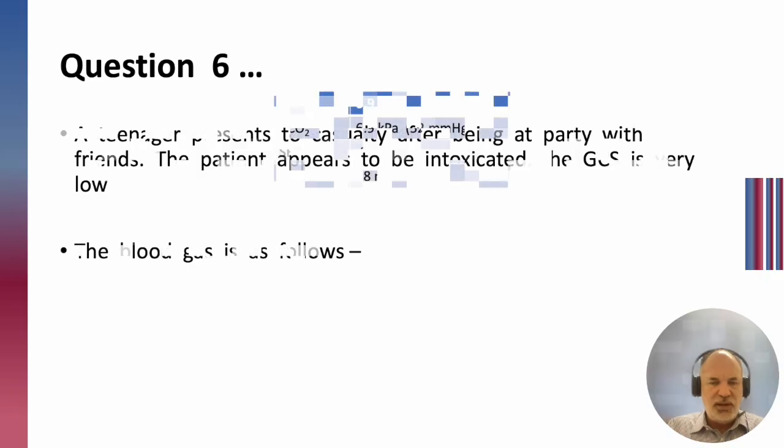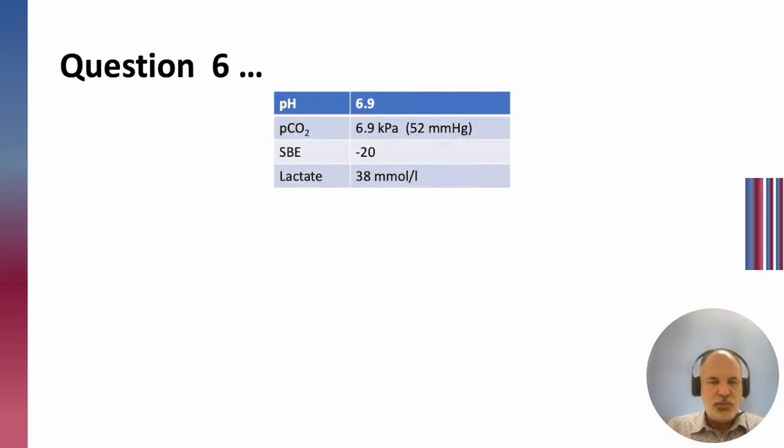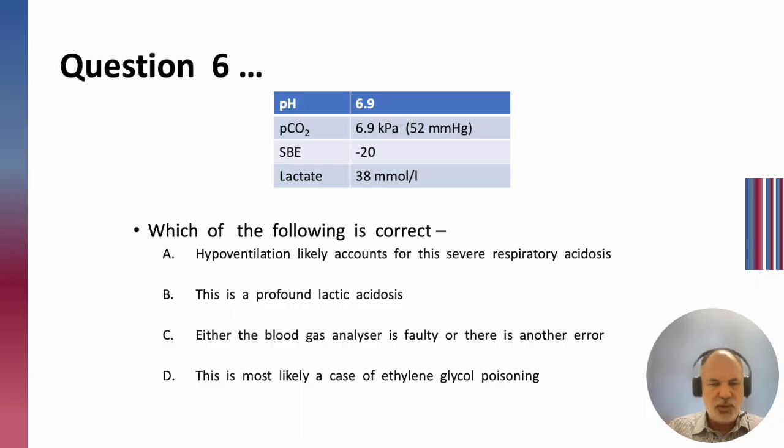So here we see the patient has a pH of 6.9, so clearly very, very acidotic. The CO2 is 6.9 kilopascals, so that's elevated, and there must be a component of a respiratory acidosis. But we look at the standard base excess, that's minus 20, so there's also a very significant metabolic acidosis here. So this is in all likelihood a mixed respiratory and metabolic acidosis. And then we see that the lactate is 38. And the question here is which of the following is correct.